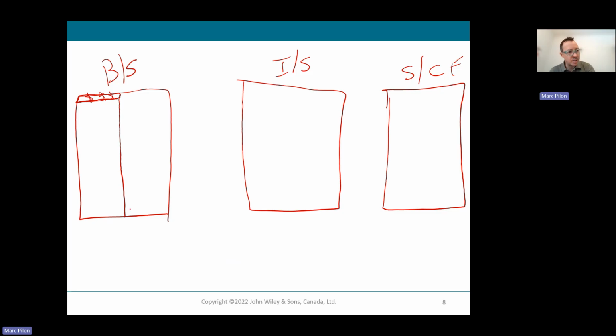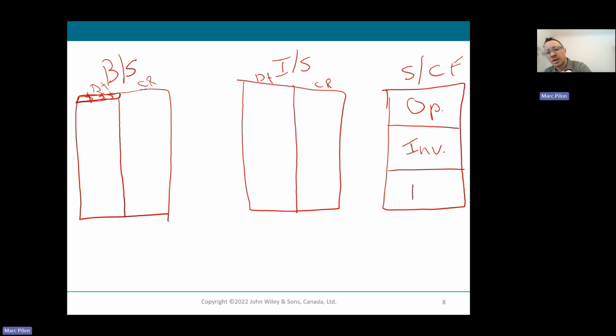And the line in the middle that I drew is the difference between my debits and my credits. So debits, credits. And the statement of cash flow doesn't have that concept because we're not working with journal entries. We're simply reconciling a balance in 3 sections. So we have our operating activities, we have our investing activities, and our financing activities.